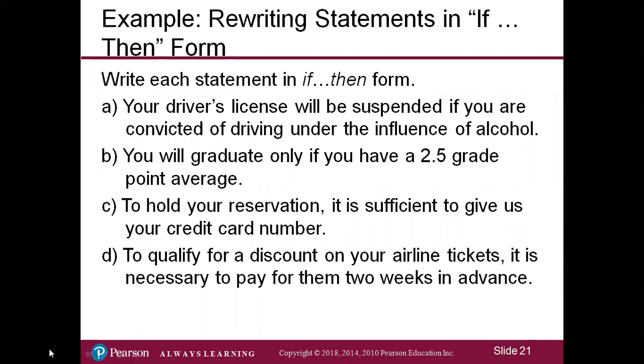Your driver's license will be suspended if you are convicted of driving under the influence of alcohol. If you are convicted of driving under the influence of alcohol, then your driver's license will be suspended. You will graduate only if you have a 2.5 grade point average. If you graduate, then you have a 2.5 grade point average. To hold your reservation, it is sufficient to give us your credit card number. If you give us your credit card number, then we'll hold your reservation. To qualify for a discount on your airline ticket, it is necessary to pay for them 2 weeks in advance. If you qualify for a discount on your airline tickets, then you pay for them 2 weeks in advance.